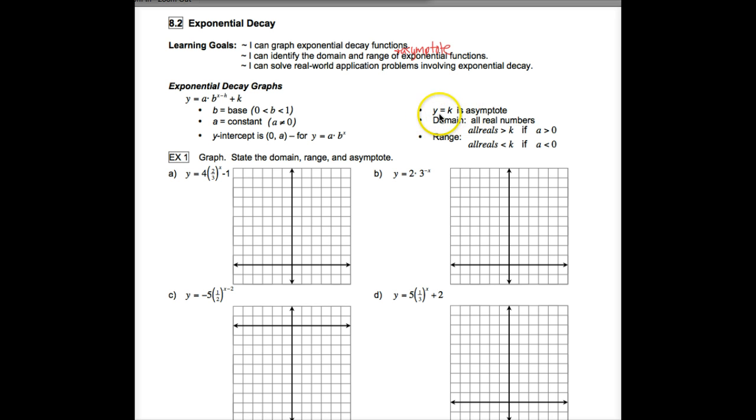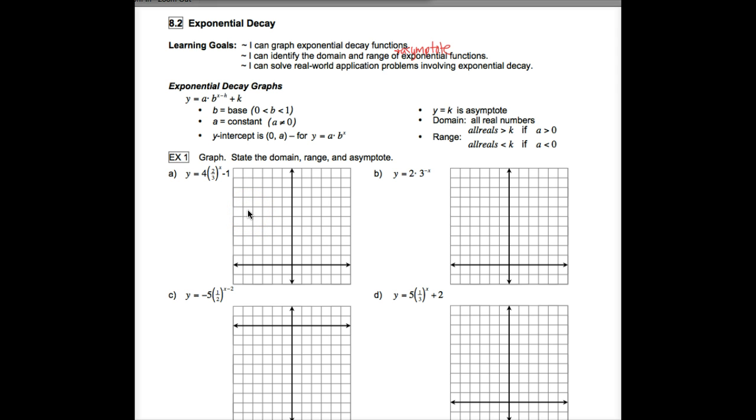Your asymptote is going to be at y equals k, so whenever you have a k value, that's going to be your asymptote. If you don't, the asymptote's going to be y equals 0. Domain still is going to be all reals for all of these. The range is going to vary depending on which value of a you have. If you have a positive a, it's going to be all reals greater than the asymptote. If you have a negative a, it's going to be all reals less than the asymptote.